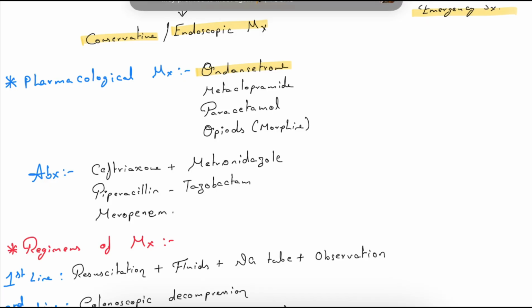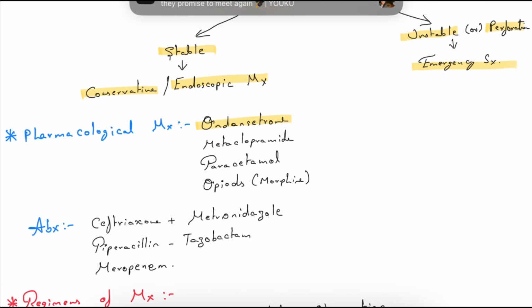Next, we have to go with metoclopramide, as it will act like a prokinetic. We can give 10 milligrams intravenously every 8 hours for nausea, and we have to avoid it in incomplete obstruction. Next, we can go with paracetamol, which works as an analgesic, and opioids like morphine, also analgesics.